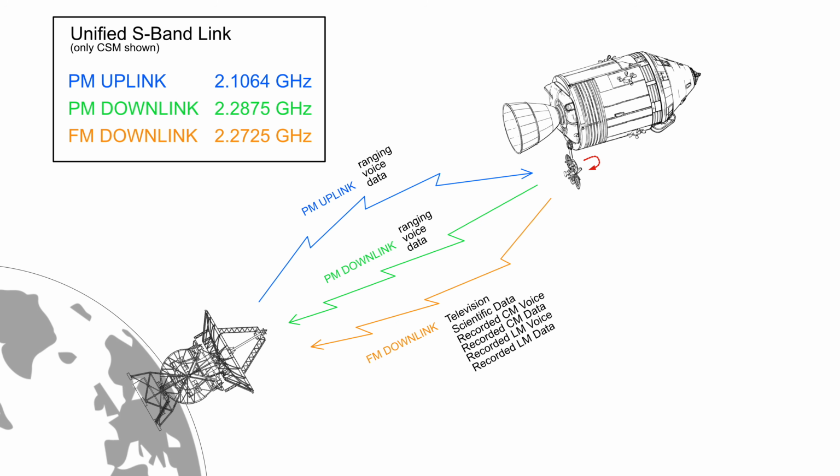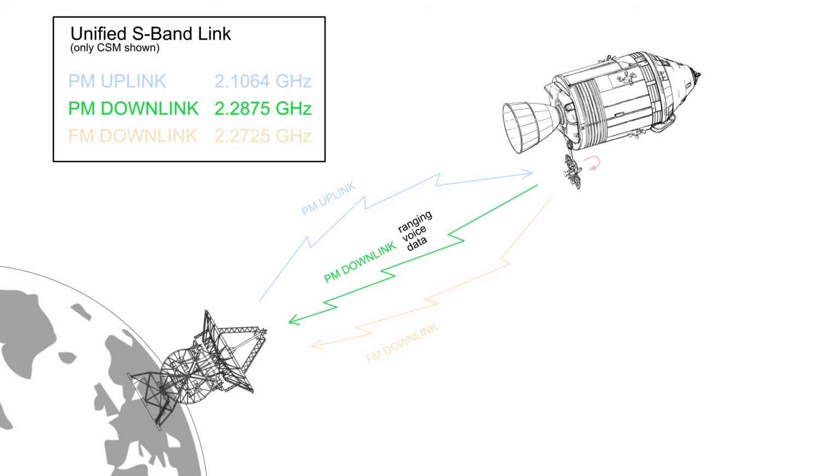Voice and data from the spacecraft were transmitted back to Earth via one of three microwave links, the one called the PM downlink. The downlink carrier frequency was around 2.2875 GHz, more or less, as the exact value depended on the Doppler shift, which in turn depended on how fast the spacecraft was going. PM stood for phase modulation, the modulation technique used to modulate the information on that carrier.